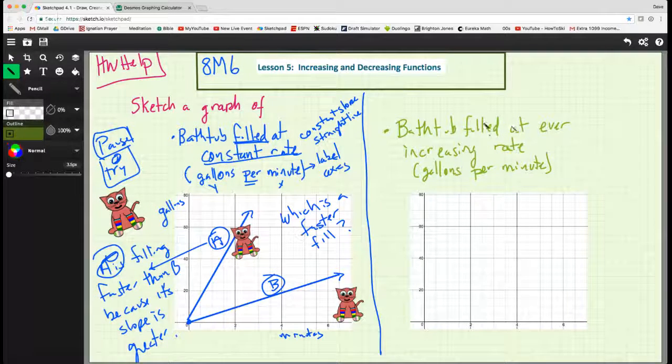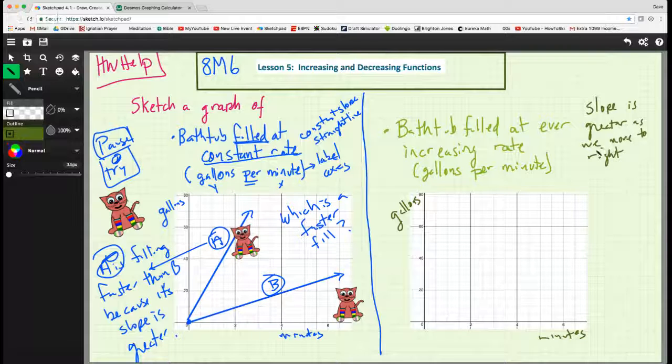So now we're going to fill a bathtub at an ever-increasing rate. So here again, we have gallons, and here we have minutes. And so the key is if we're at an ever-increasing rate, that means our slope is greater as we move to the right. As time goes by, we're going to get a steeper and steeper slope. So give that a try. I want you now to pause and try.